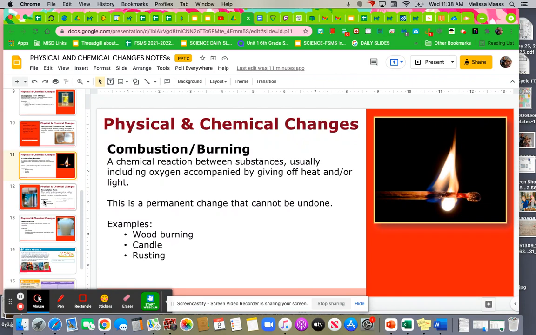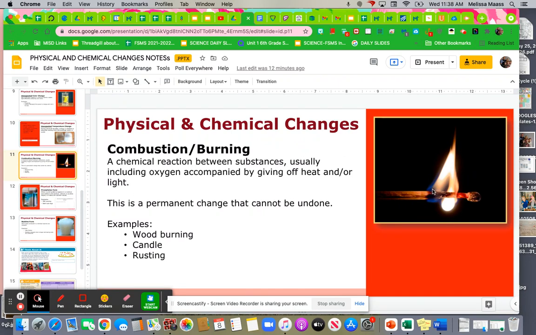Physical and chemical changes, combustion and burning. So this is a chemical reaction, similar to what we did the other day. Lighting a candle, rusting, wood burning. This is a reaction that happens between substances, usually including oxygen, and gives off heat or light. Rusting usually occurs outside a lot of the time, like on a fence or a bike or certain things that were left outside, because the oxygen mixes with the sun and weather, which can cause rusting to occur quickly.